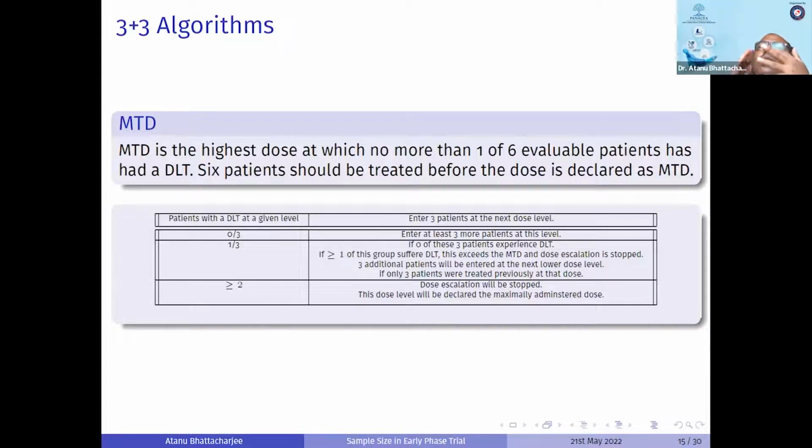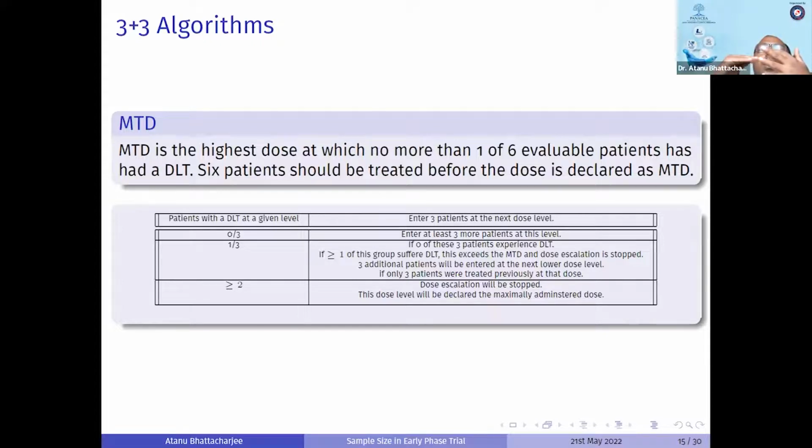If 2 out of 6 are having toxicity, then you should stop here, and keep on recruiting 3 more patients and try to see what happened. If again out of these 3 none of them has any toxicity, so 2 out of 9 are having toxicity, you can go for the next dose level. But if 3 out of 9 are having toxicity, you should stop and come to the lower level. So that is the way.